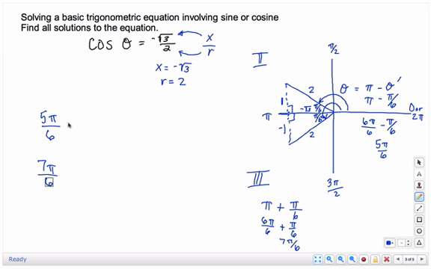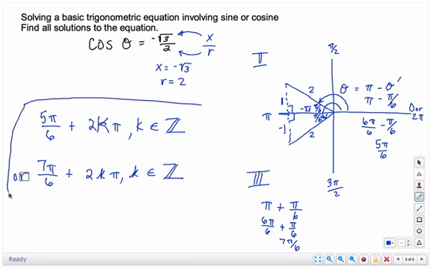Now we're going to add the rotations. Plus 2 times k times pi, where k is an element of the integers. You want to say that. When you see this, you want to say k is an element of the integers. We're going to do the same thing here: plus 2 times k times pi, where k is an element of the integers. And this is an or, and you need both of them in your answer.